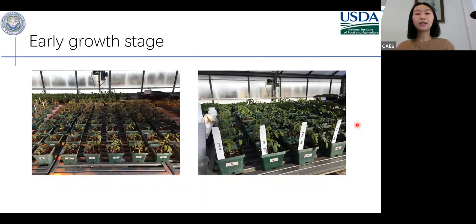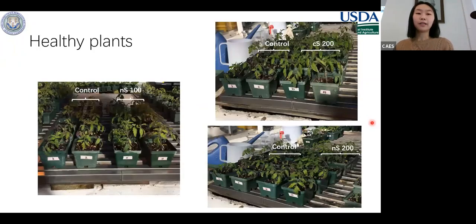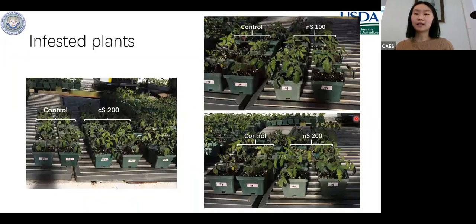Here is the early growth stage of all the seedlings. There's no obvious impact in any treatments. Here are the healthy plants compared with control, and the infested plants. So no symptom of Fusarium has been shown in the early stage.